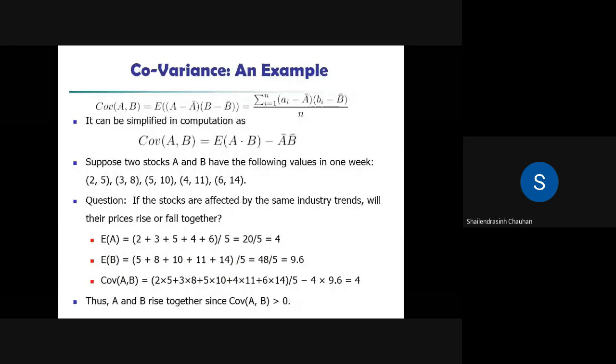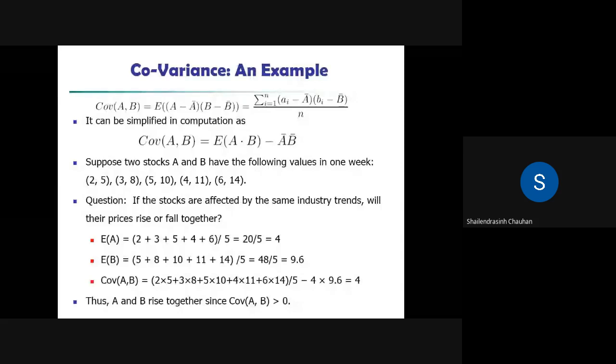Okay, so we're discussing this covariance. Here, covariance of A and B is equal to the summation of A I into B I divided by N, minus A bar into B bar. And here, the divide by N is missing in this equation.